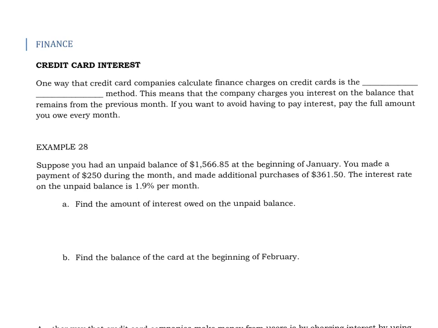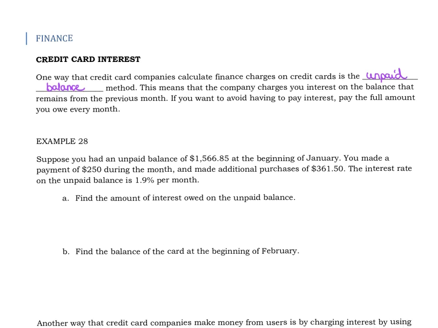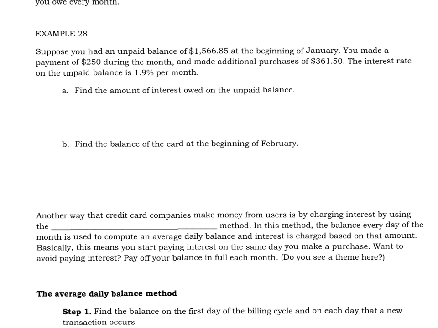The first method we're going to look at is using the unpaid balance method. And this is the lesser of the two in terms of how often this method is used, but it does occur in different credit cards. It just depends. So what happens is the company charges you interest on the balance that remains from the previous month. Now, for any type of credit card, regardless of the way they calculate interest, if you don't want to pay interest, pay off your credit card every single month. Best way to do it. Otherwise, you get yourself into a lot of trouble.